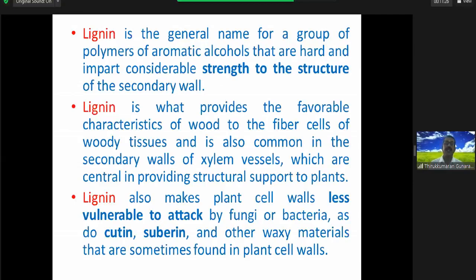So if you can write it or take a screenshot or anything, or otherwise you can get it from the notes. But you should know the plant cell wall: structure, composition, important features, function. The important features mean here the secondary cell wall and the lignin. This is what provides the favorable characters of wood to the fiber cells of woody tissues. It's also common in the secondary walls of xylem cells, which are central, providing structural support to the plants.